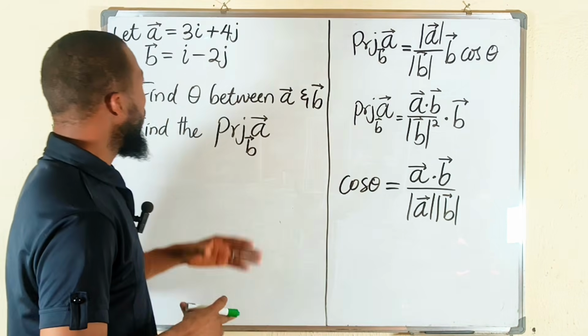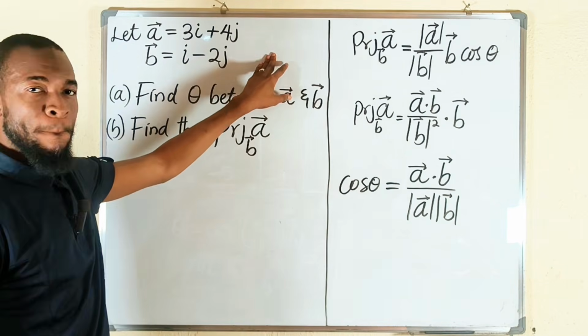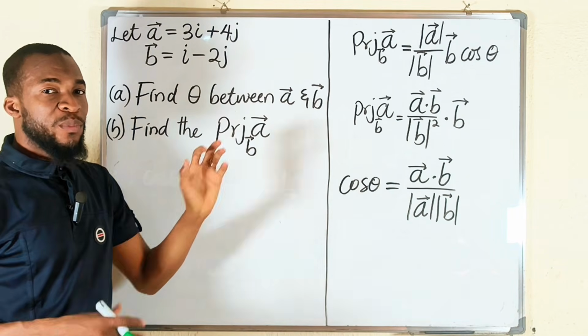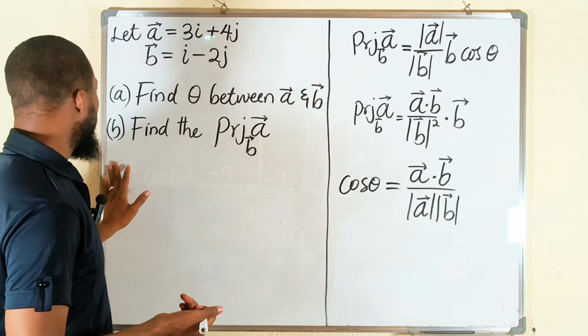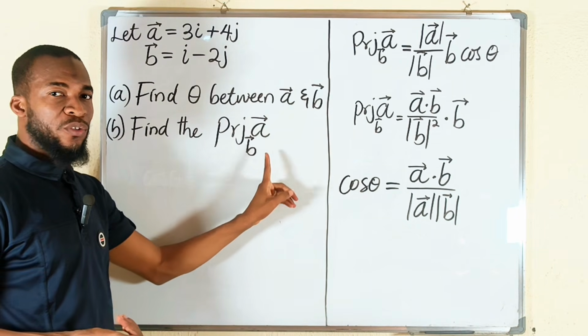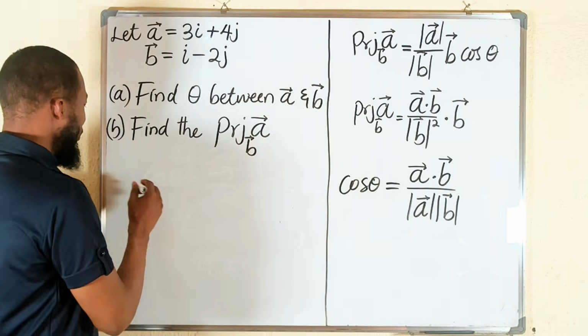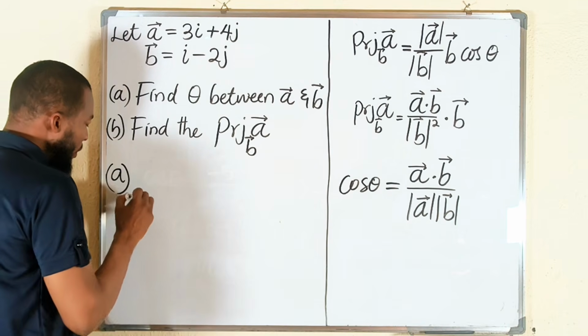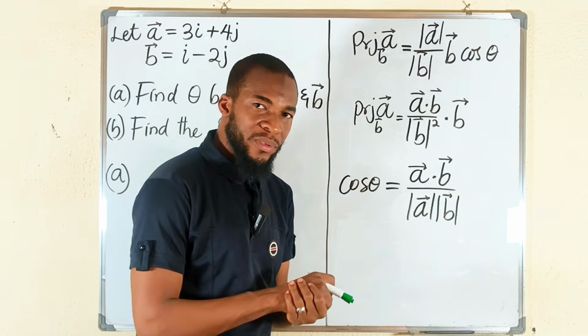Let's get started. We are given two vectors A and B. We are asked to find the angle between the two vectors, and we are also asked to find the projection of A onto B. Let's start with the first one. These formulas will help us.